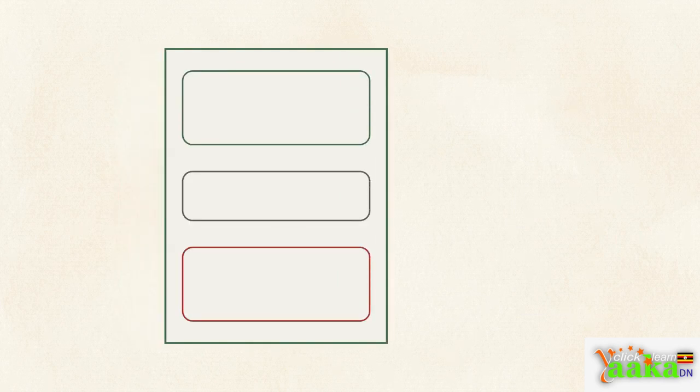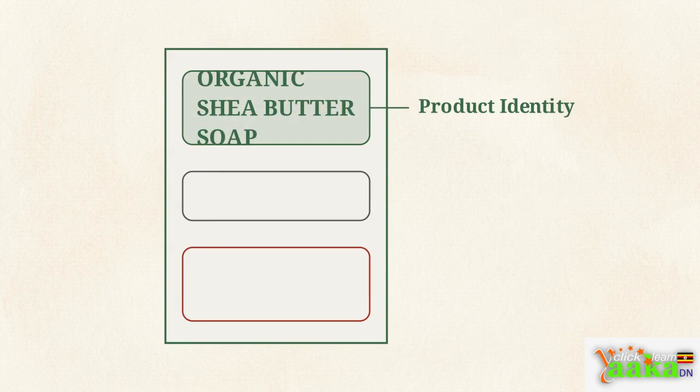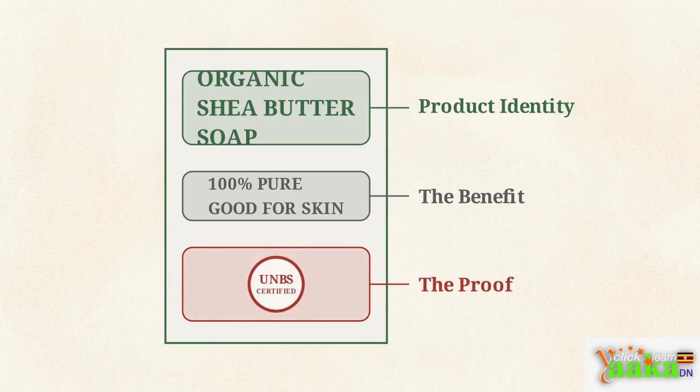You must answer 3 questions instantly. First, the product identity. What is the item? Next, the benefit. Why should they buy it? And finally, the proof, a quality certification logo that validates the brand.